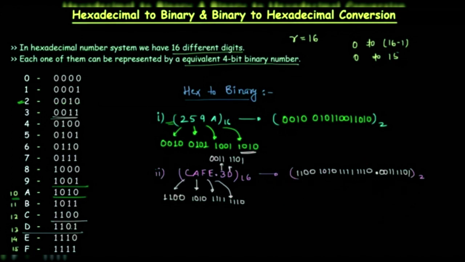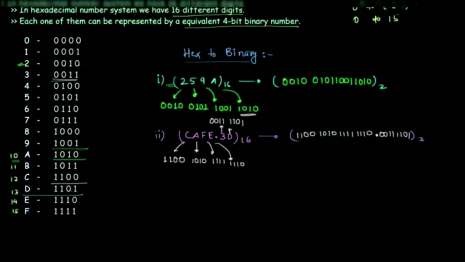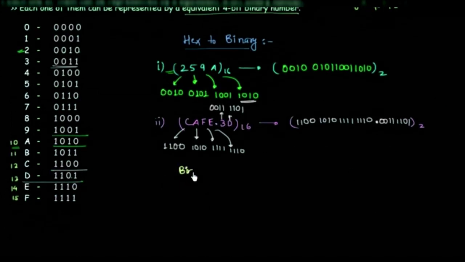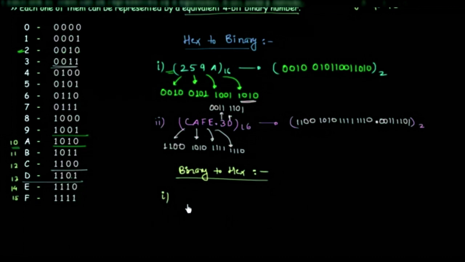Now we will move to the next part of this presentation, in which we will convert binary number to hexadecimal number. In first example, the binary number is 1001.11. So this is in binary, and we want hexadecimal equivalent of this number. We will repeat the same process as we did in binary to octal conversion. First we will locate the binary point, this is binary point, and we will make group of 4 bits.